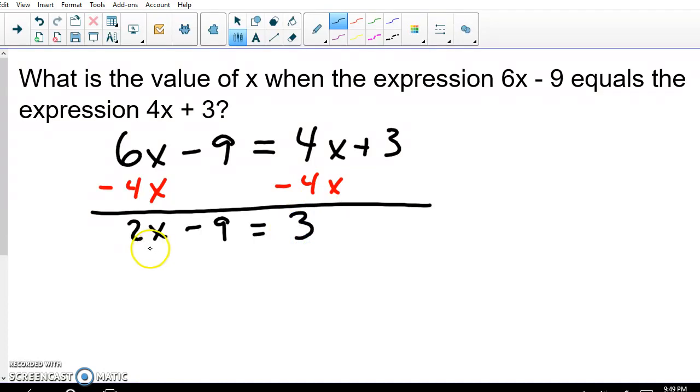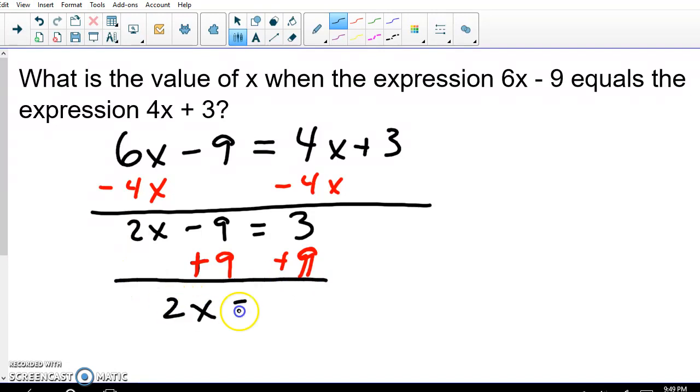So now, since I have my x terms on the left, I'm going to move my constants to the right. So I'm going to do the opposite of minus 9, which is plus 9. So I'm going to add 9 to both sides. And I get 2x equals 12. Now to isolate x, I need to undo this times 2. So I will divide by 2, do the same thing to both sides, and I get x equals 6.